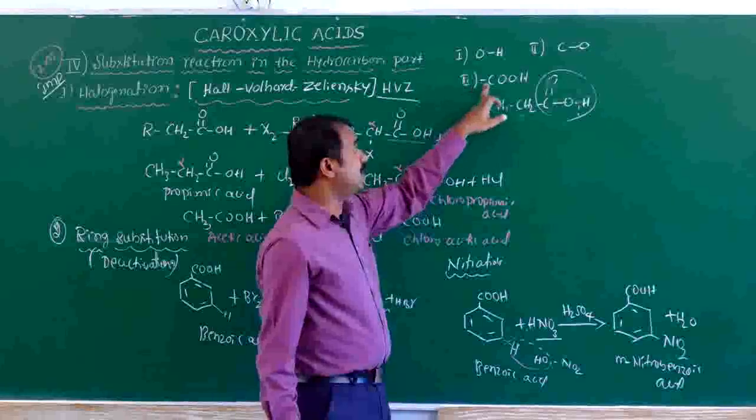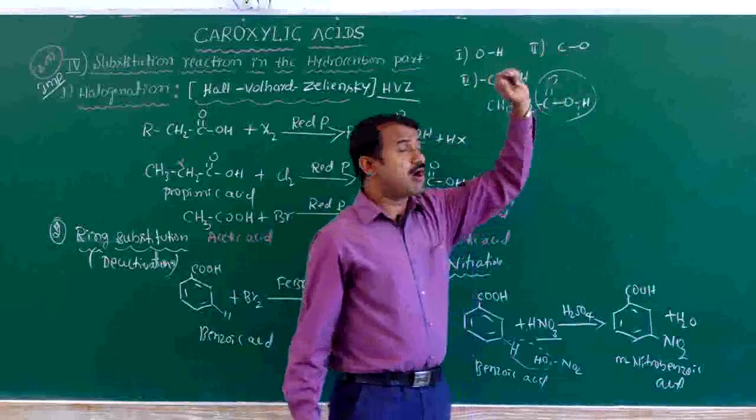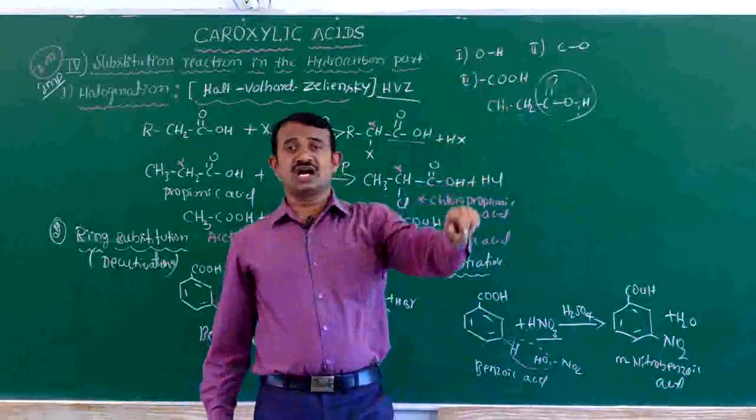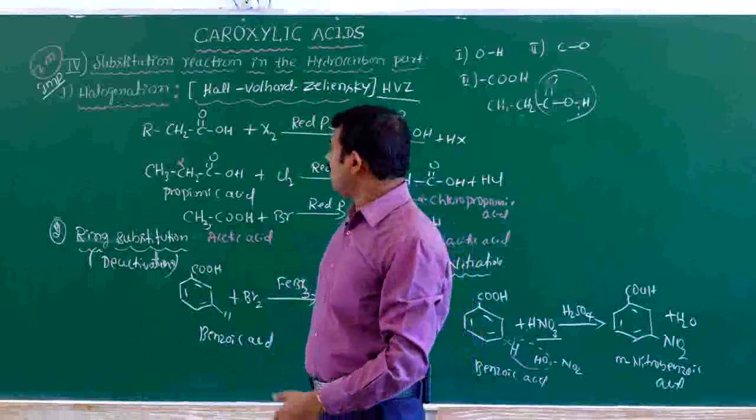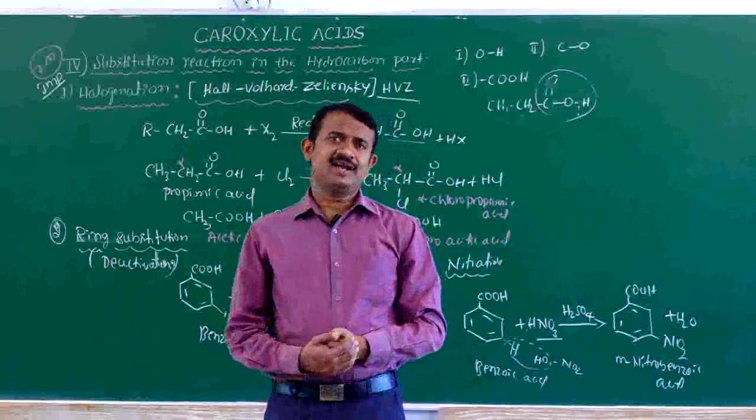This is the third one. This is the effect of the carboxylic acid only. This is the effect of carbon and oxygen. This is the effect of oxygen and hydrogen. These are all chemical properties of carboxylic acid.